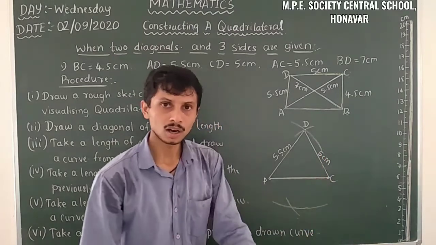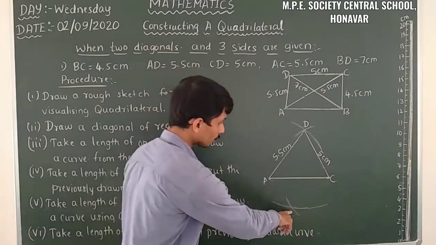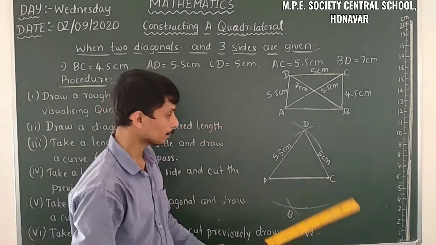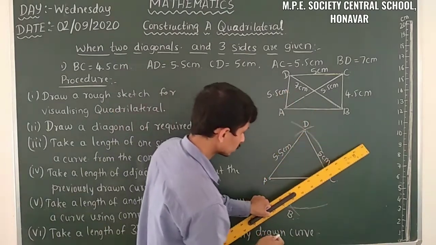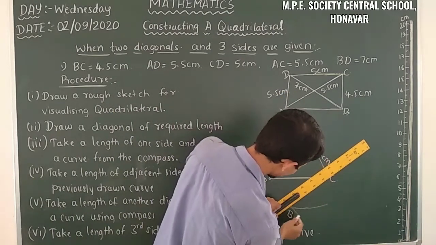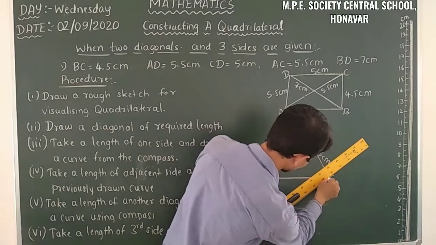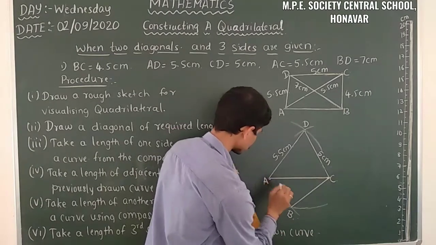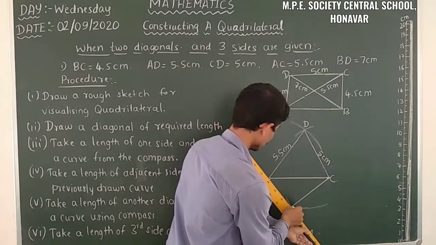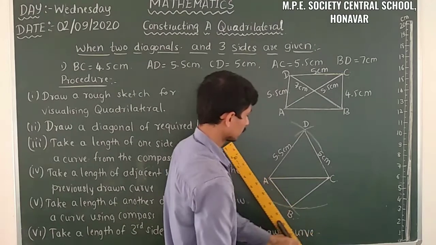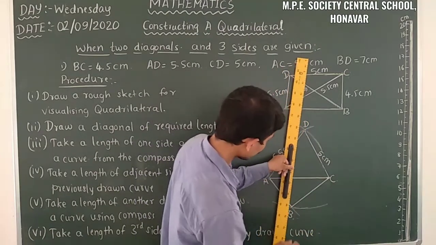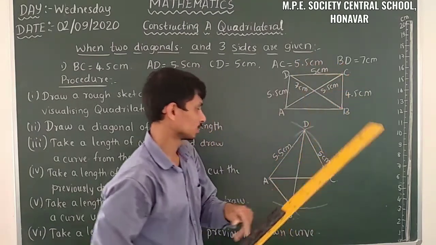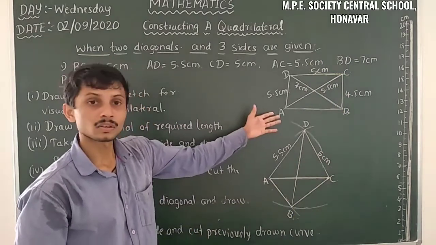So after that, it's our required point, that is B. So we have to mark a point B here. After that, join all the sides. Firstly I will join BC. Then we have to join AB. Then also we have to join BD. So this is our required quadrilateral.